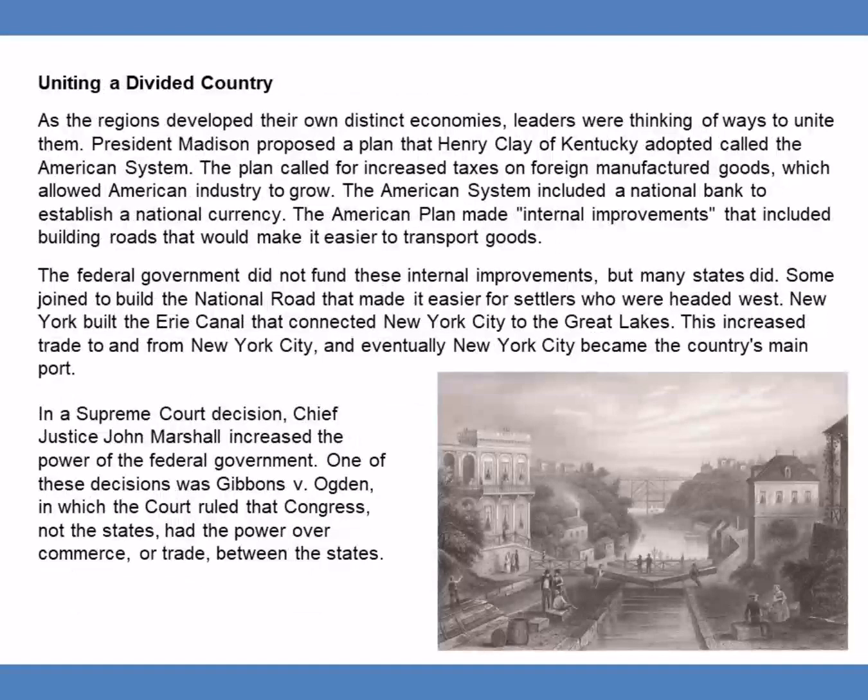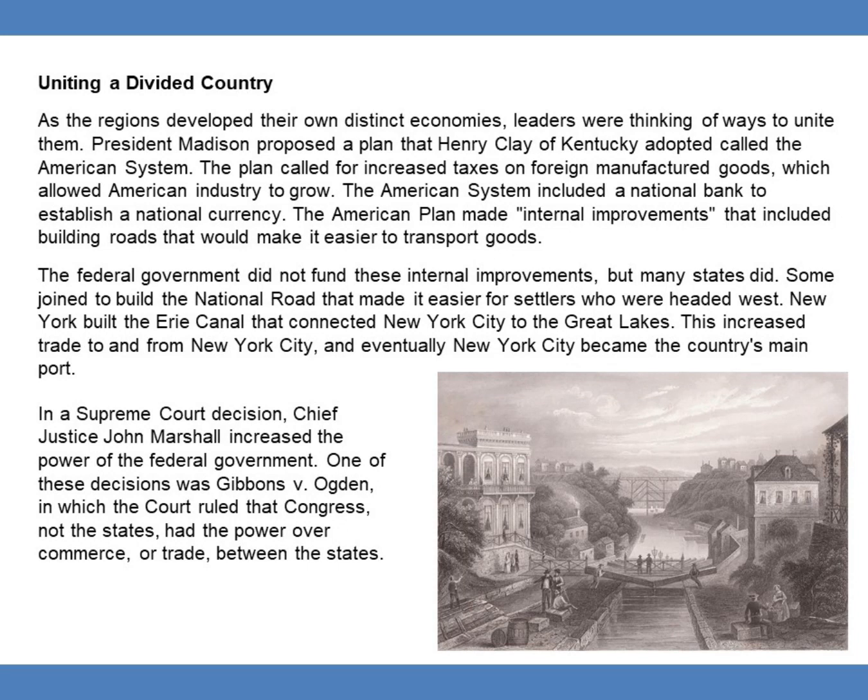Uniting a divided country. As the regions developed their own distinct economies, leaders were thinking of ways to unite them. President Madison proposed a plan that Henry Clay of Kentucky adopted, called the American System. The plan called for increased taxes on foreign manufactured goods, which allowed American industry to grow. The American System included a national bank to establish a national currency. The plan also made internal improvements that included building roads that would make it easier to transport goods.